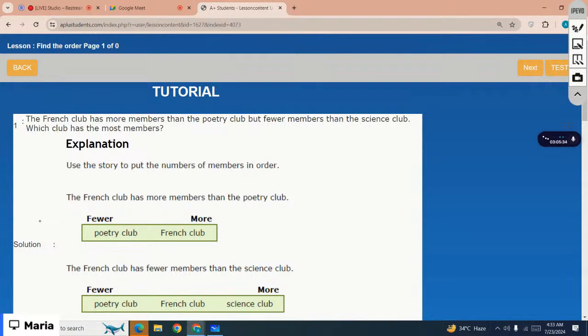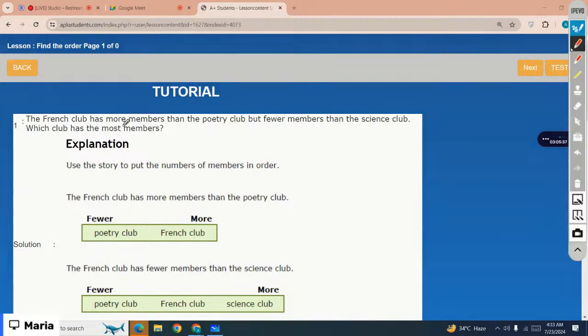The first one is the French club has more members than poetry club. So French club has more and the poetry club has fewer. But fewer, that is after the but, that is for the French club, right? But fewer members than science club. That means French club has fewer members than science club. If you have the word but, you have to associate this with the first one, which means the French club has fewer members than the science club, right?